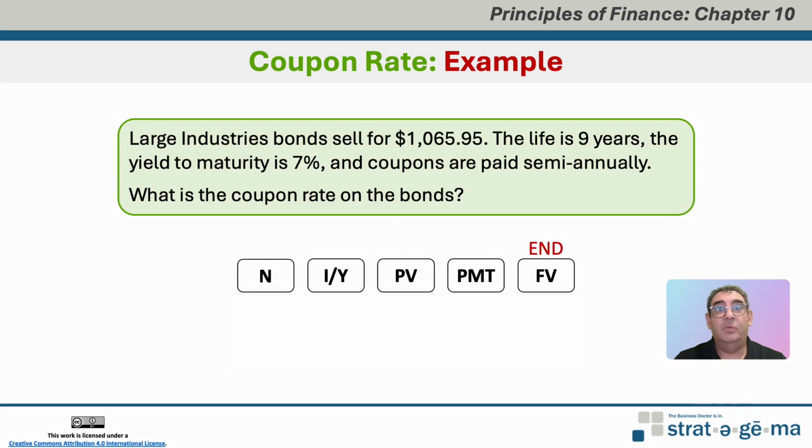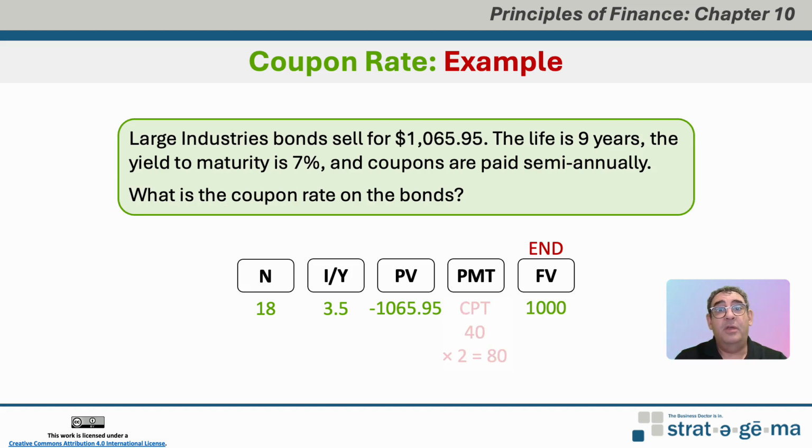So to solve this, we're going to go from left to right in our calculator. We're going to go 18N, which is the 9-year life of the bond times 2 because they're semi-annual payments. Then the interest rate is the yield to maturity. However, the yield to maturity is 7% annually, so we have to cut that rate in half and input 3.5 IY. We'll put 1065.95 plus minus as a PV and $1,000 for the FV and then compute PMT.